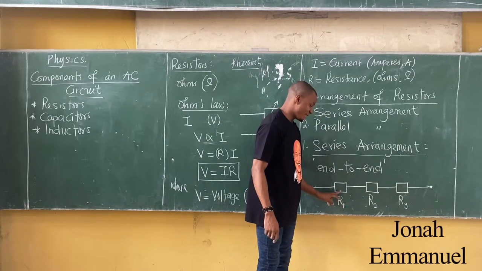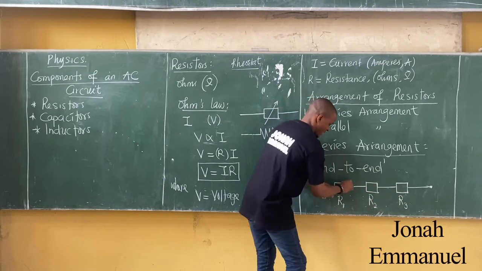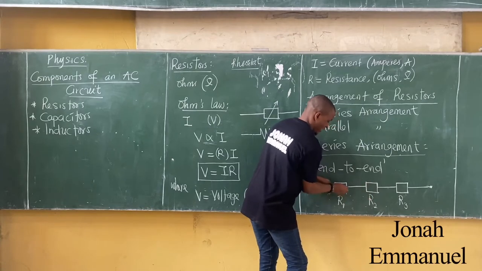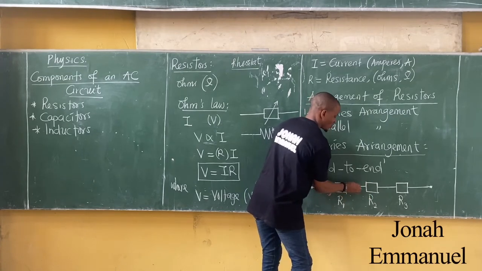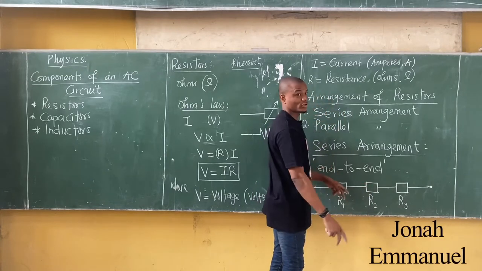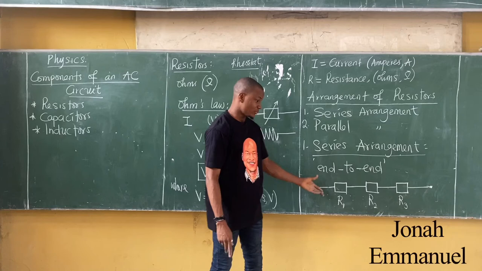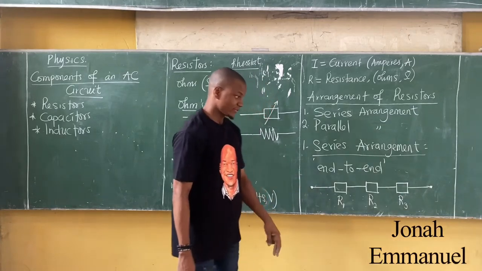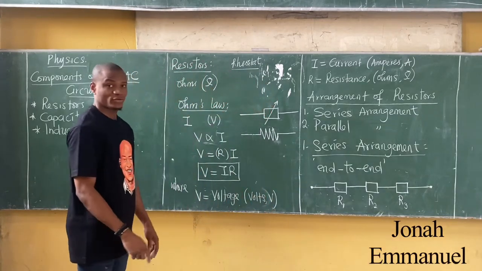R1, my first resistor here, at this point, this is an end. So the end of the first resistor is attached to the end of the second resistor. That's why we call it an end-to-end connection. This is called resistors in series. Alright, so let's proceed.